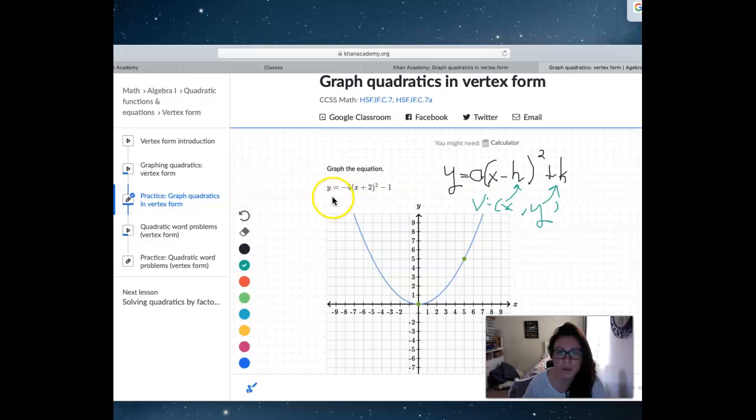So here, when I write my vertex, it's the opposite of h. The opposite of a positive 2 is a negative 2. And the negative 1 on the outside is your k value, and that stays the same. So essentially what we're seeing here is that this is your x comma y, which together make your vertex. And that's why you'll see it more often as h comma k.